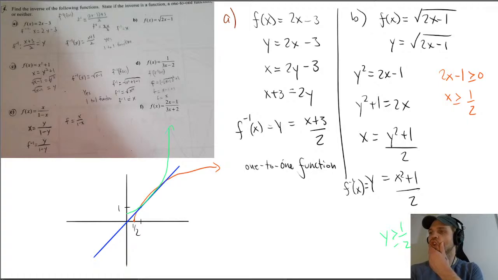This is greater than there. Yeah. So that's our function. I just want to keep the restriction on it. So with the restriction, it is 1-to-1.